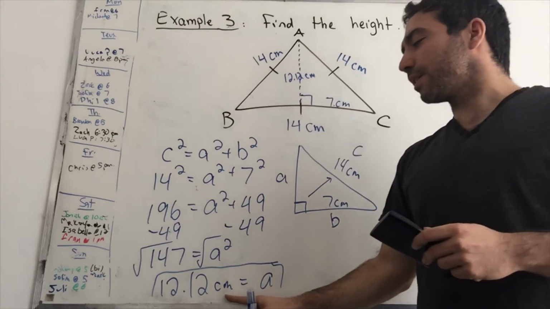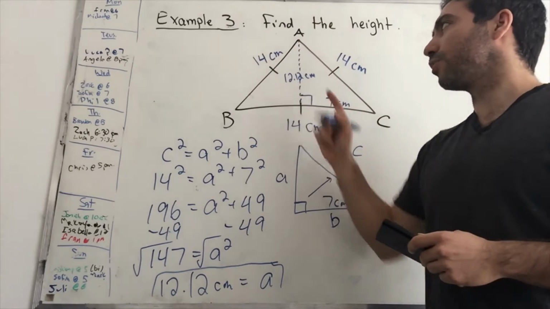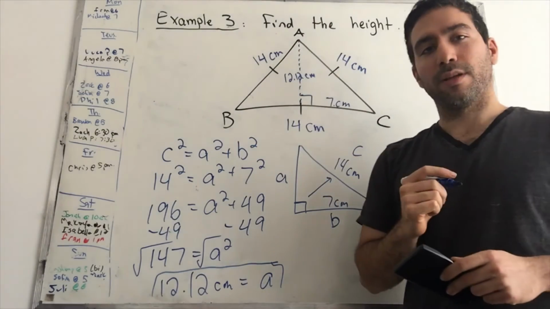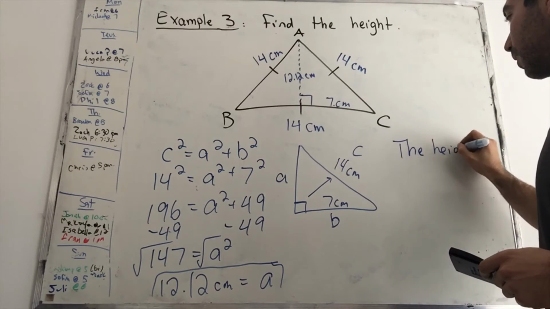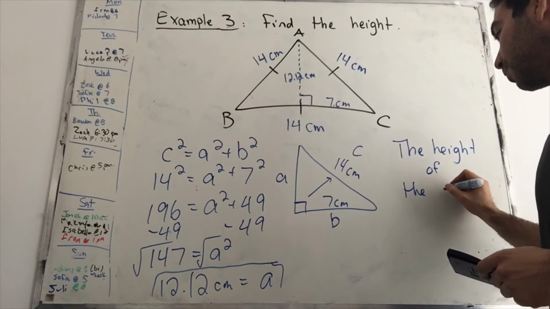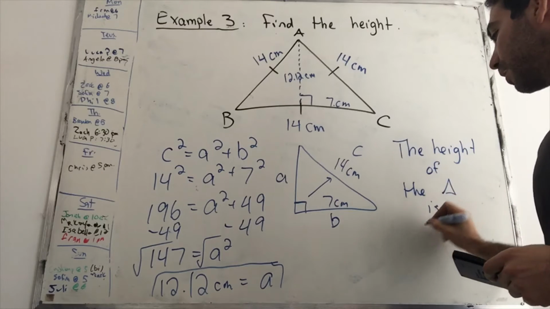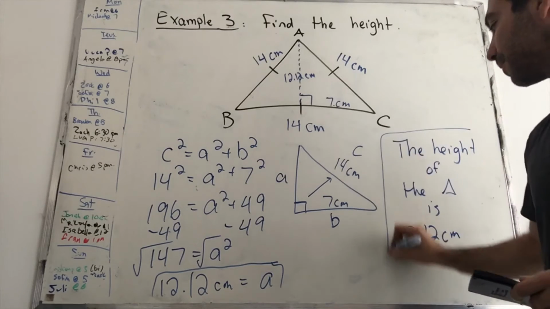Does 12.12 make sense? Yes, because the hypotenuse was 14, so the height had to be slightly smaller. 12 is smaller than 14, so we're good. Awesome. So the height of the triangle, the equilateral triangle, is 12.12 centimeters. This is the final answer.